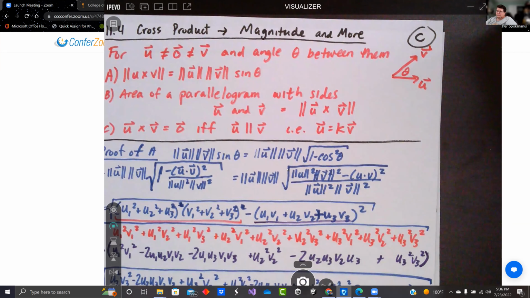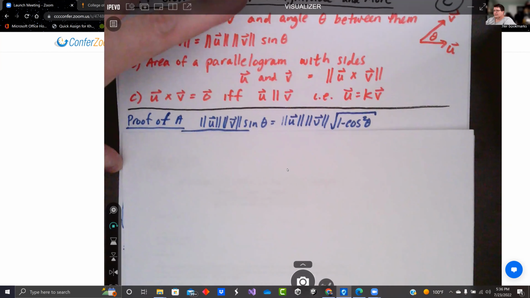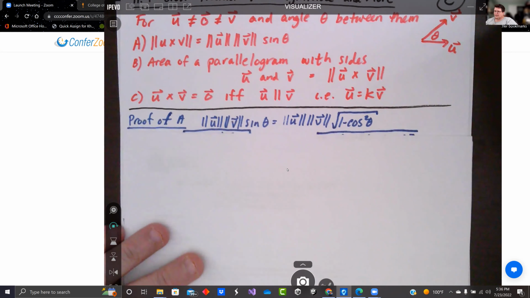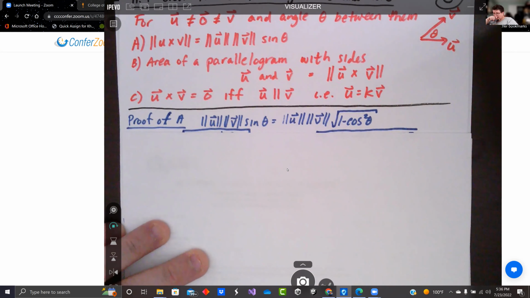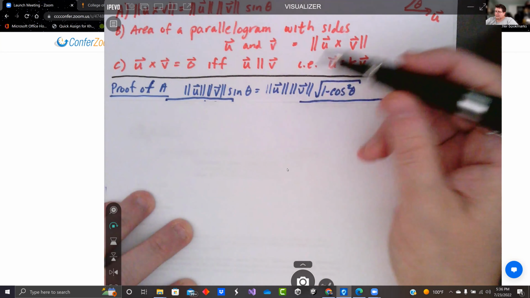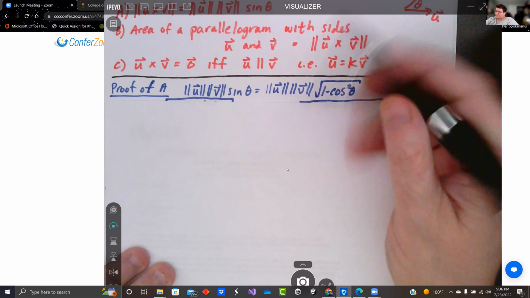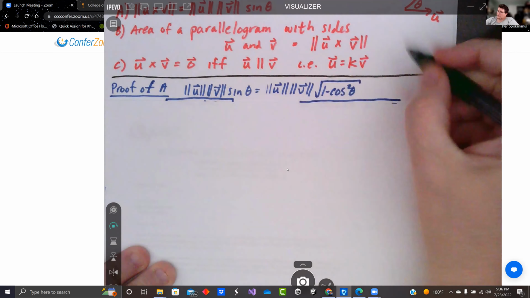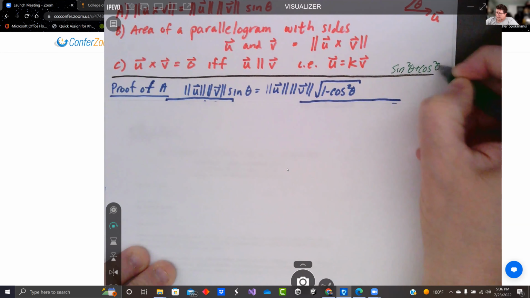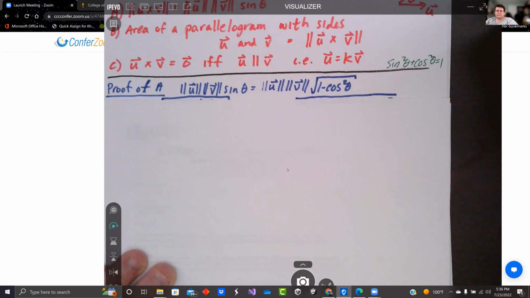So this is messy. This is why I'm doing it last. It's very messy. So let's prove the first one: the magnitude of u cross v equals magnitude of u times magnitude of v times sine theta. I'm going to start with the right-hand side, because I know what that is. I can rewrite sine theta as, remember, we've got sine squared theta plus cosine squared theta equals 1 from trigonometry. So sine theta is the square root of 1 minus cosine squared theta.